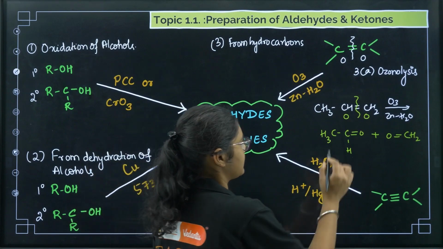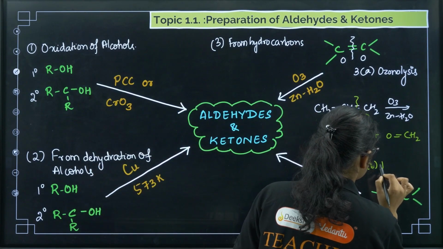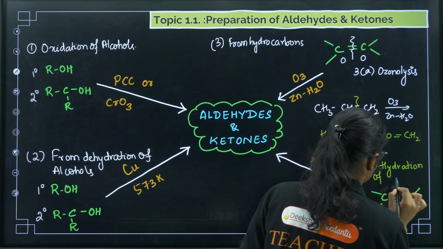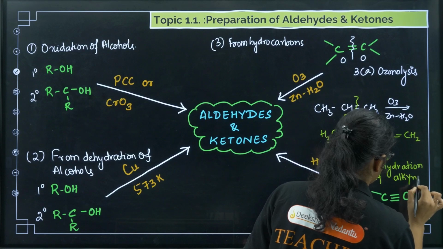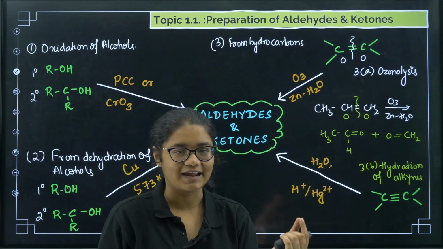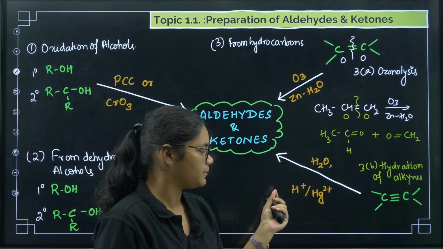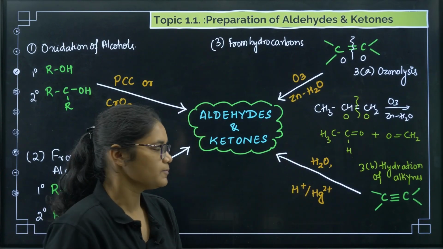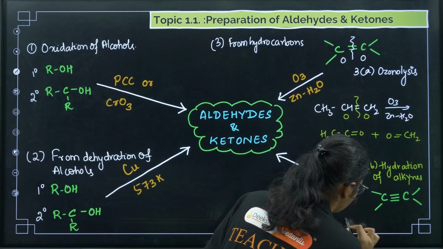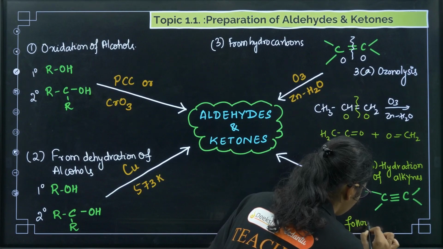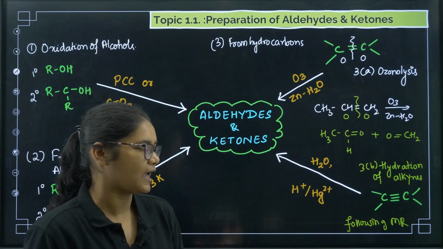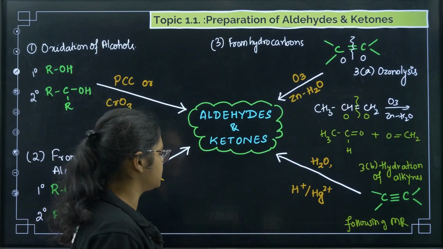The 3B, the next method, is from hydration of alkynes. Here what happens, first of all you add water in presence of H plus and Hg2 plus. This addition of H and OH takes place following Markovnikov's rule. After that there is something called tautomerization, and we get aldehydes or ketones. So we'll do this with an example.